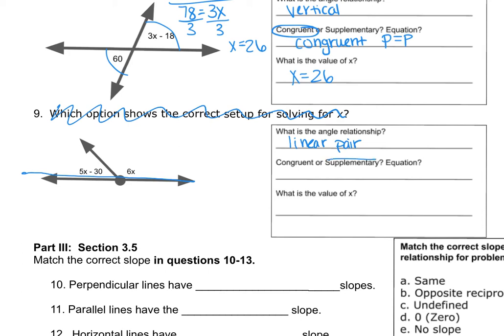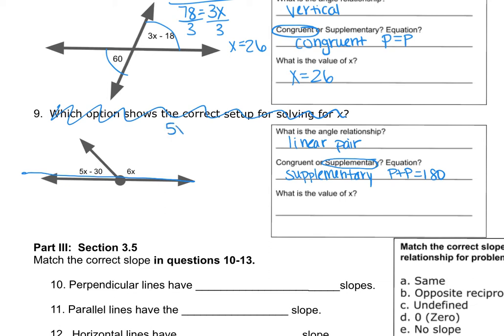Linear pairs are always going to be supplementary, which means they add up to 180. So our equation should be part plus part equals 180. So let's go ahead and work that out over here.